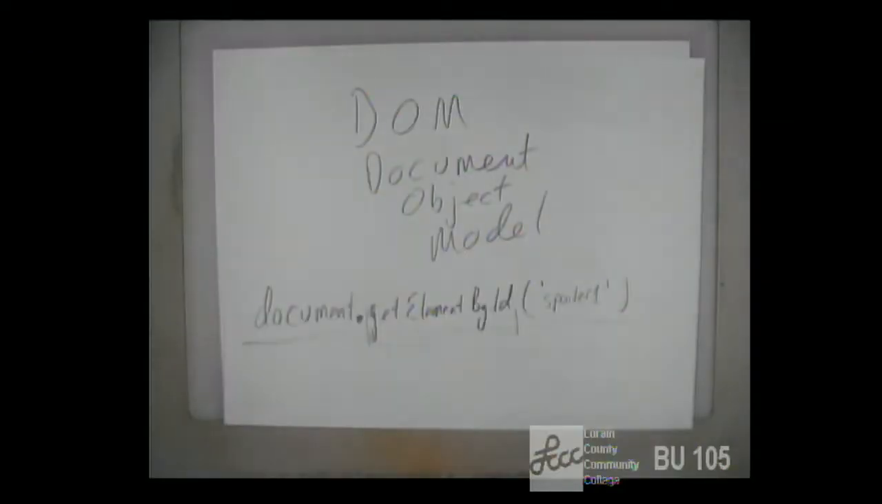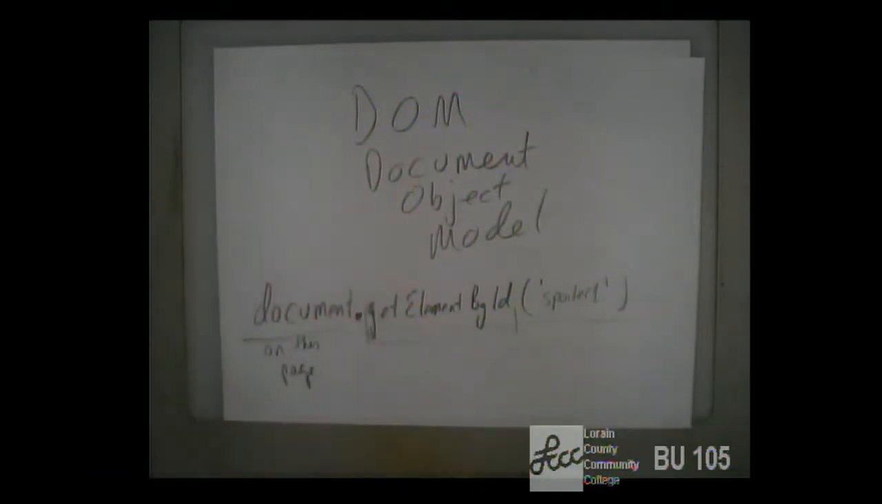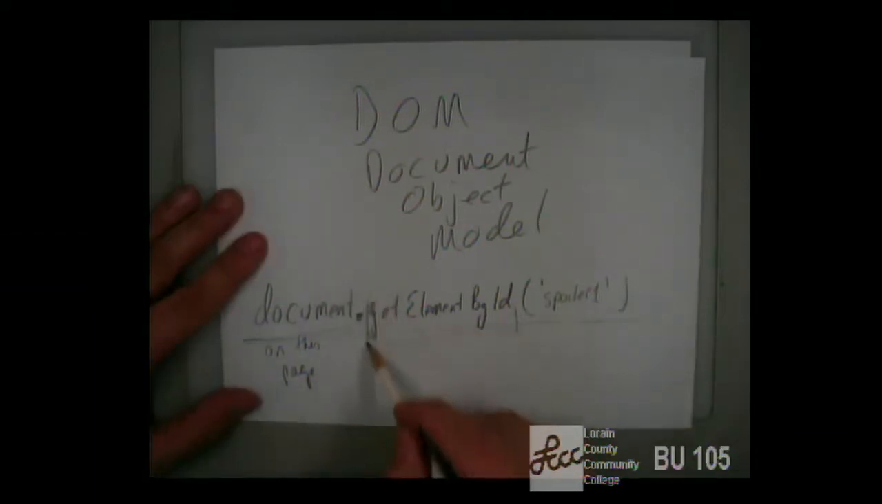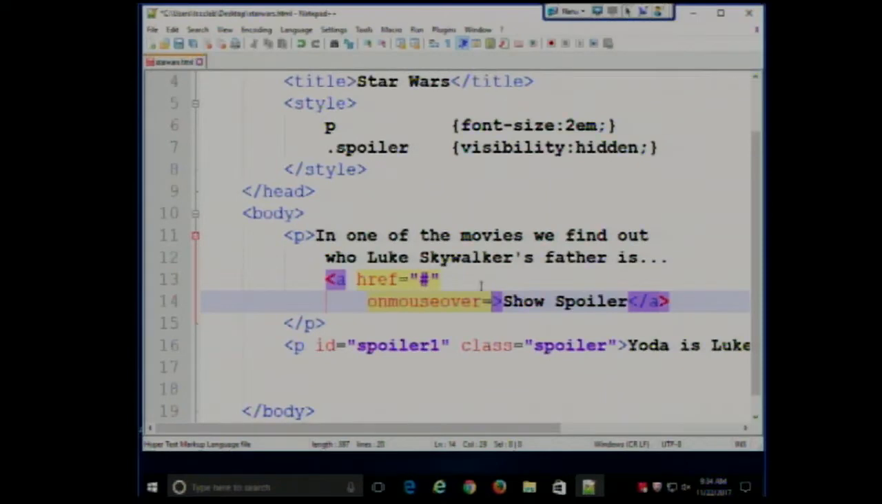This is sometimes called dot notation. What we're really doing is zeroing in on the specific thing on the page that we want to change. Document means we want to change something on this web page. There we go. Document means on this page. You can actually write JavaScript to change stuff in other windows, so it isn't always document. But document means something on this page. Get element by ID points to the element of the page that we want to change. So in this case, it would point to this thing.